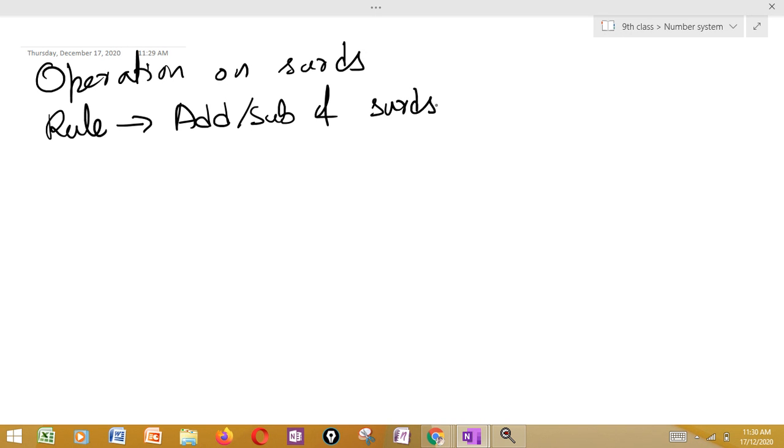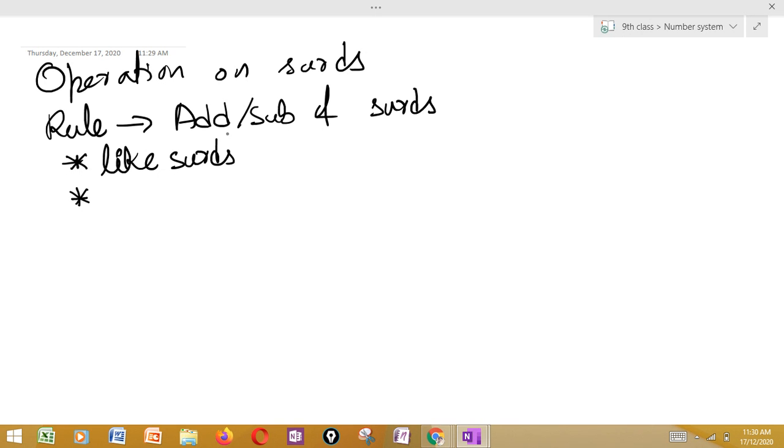What is the first thing we are learning now? Addition and subtraction of surds. So what is the rule we have to follow when we are adding or subtracting surds? The same rule applies for addition and subtraction. If we have to add and subtract surds, the only condition is that they should be like surds. Keep that in mind. Already we have discussed what is meant by like surds: order and radicand must be same.